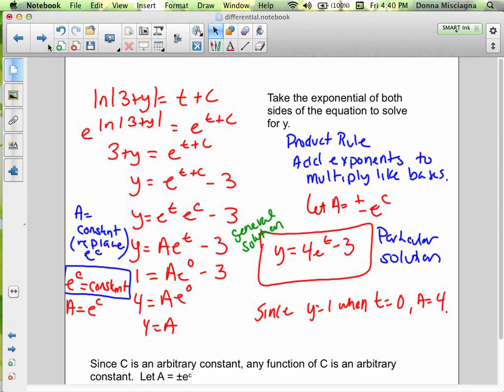All right, so the product rule, add exponents to multiply like bases. That's what lets us change e to the t plus c into e to the t times e to the c, and then we can change e to the c to a. All right, so that's our particular solution. So since y is 1 when t equals 0, a has to equal 4. So I guess you probably never thought about our exponential equations as being rates like this, huh?